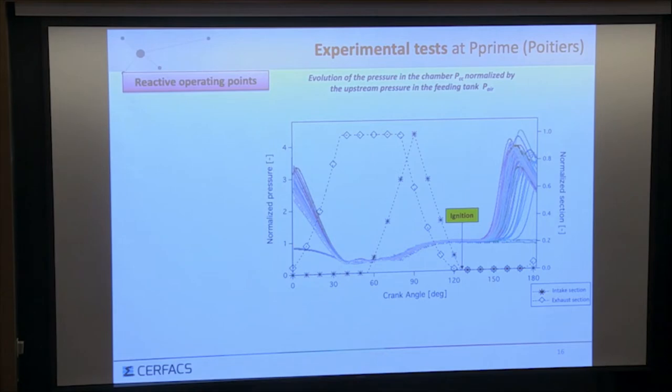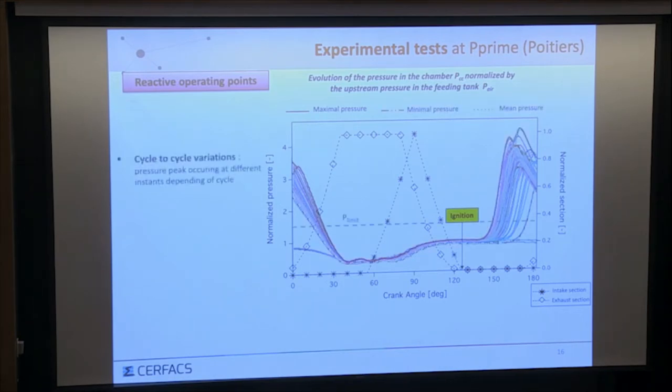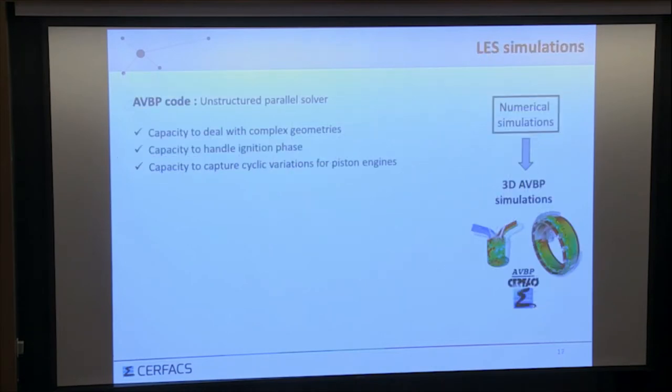So you see here that you have cycle-to-cycle variations, exactly like the flame in a gas turbine can be oscillating. It's the same phenomenon. It's the fact that those things like to be difficult to repeat. Okay, so this is an experiment.